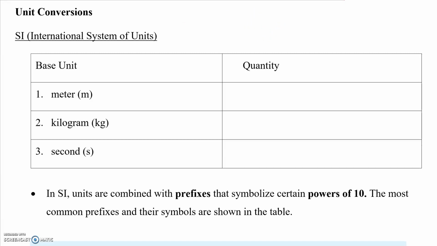So meters, what is that a unit of? What's the quantity? Meters is a way to measure distance. Kilograms is a way to measure mass. And seconds is a way to measure time.